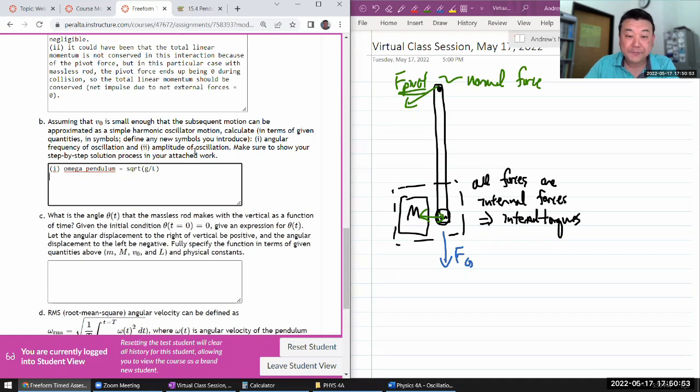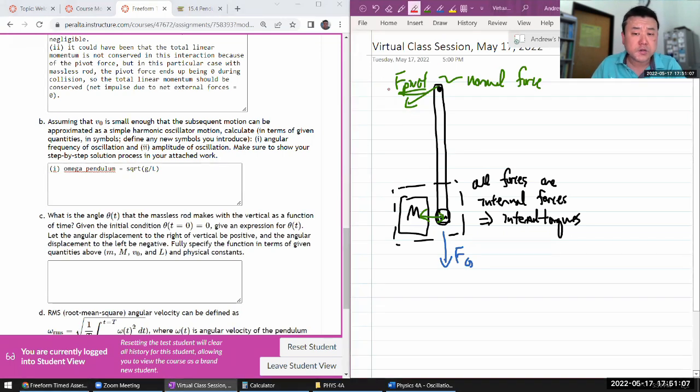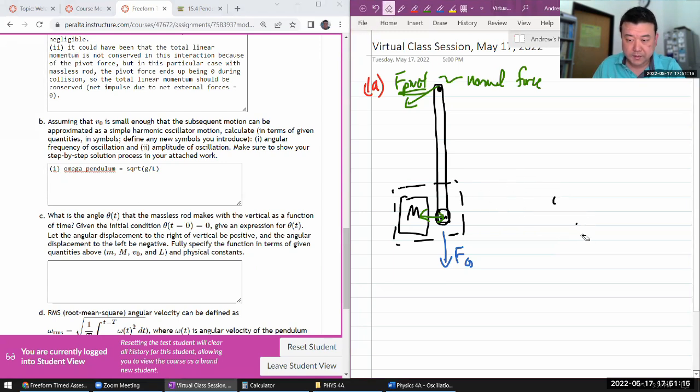And the amplitude of oscillation. So there are different ways to get at it. I think the way I would prefer to get at it is through the conservation of angular momentum. So what I can say is, oops, I shouldn't have labeled it as A. It's B.